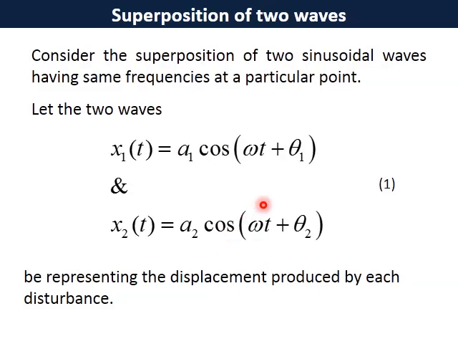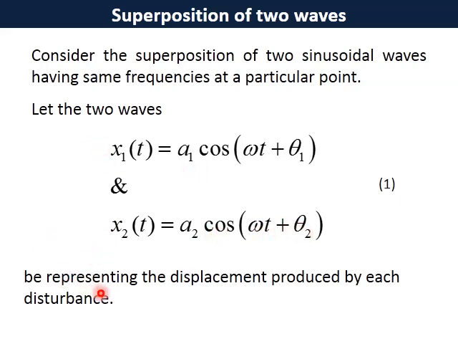Now first of all, let us consider the superposition of 2 waves. Consider the superposition of 2 sinusoidal waves having the same frequencies at a particular point. Let these 2 waves be represented as x1(t) = a1 cos(omega t + theta 1). Let the other wave be represented as x2(t), as a function of time, = a2 cos(omega t + theta 2).